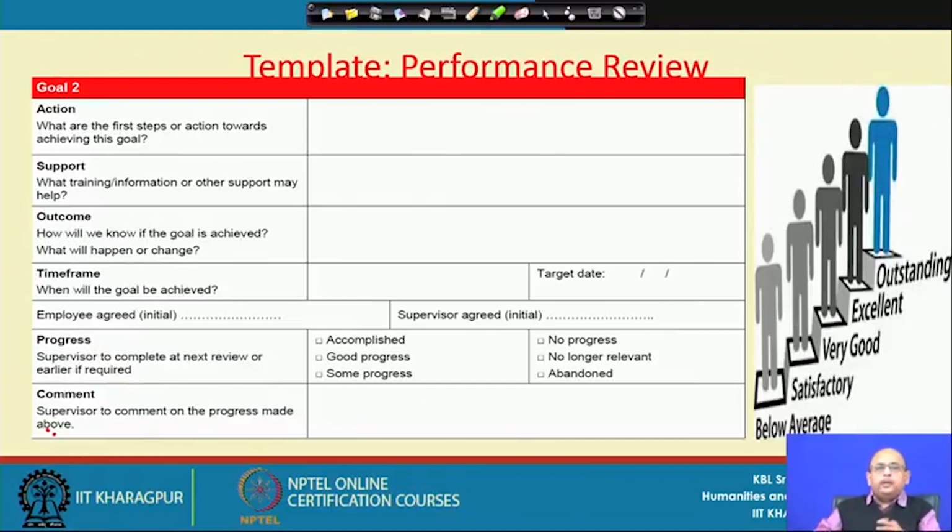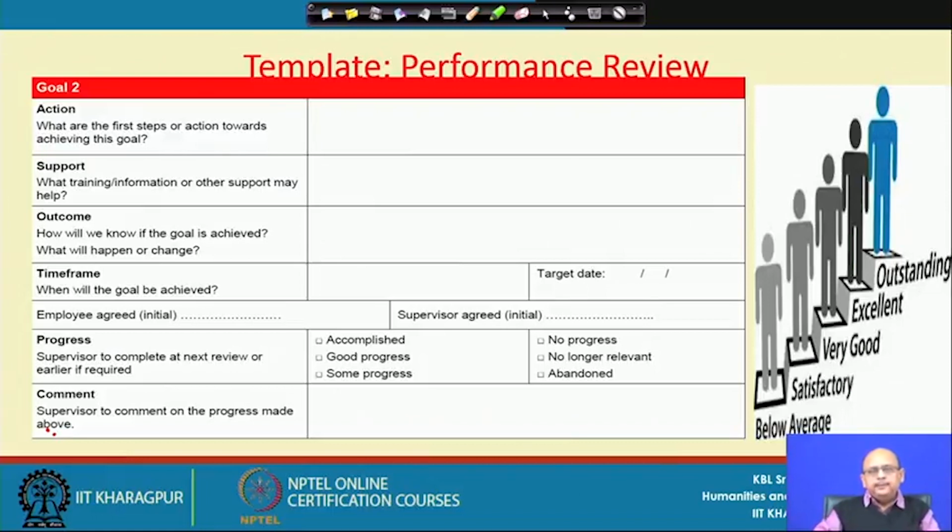And then look at another goal, right, another behavioral competency. Say the second goal; similarly you look at each and every goal that you have, and for each and every goal you look at the kind of action that you have taken, what kind of support system was available, what was the outcome of that particular action, whether you have achieved it within a given time frame or not, and then you are going to put your signature, and then the supervisor also looks at what you have done, and then he makes his comment, right.